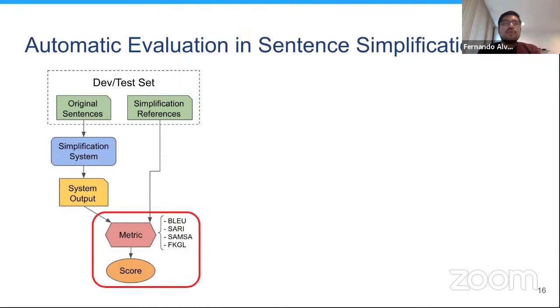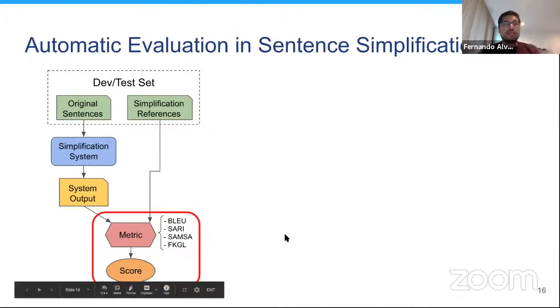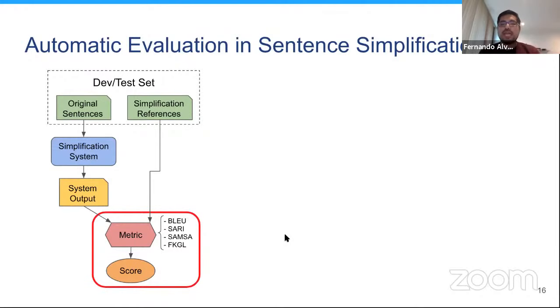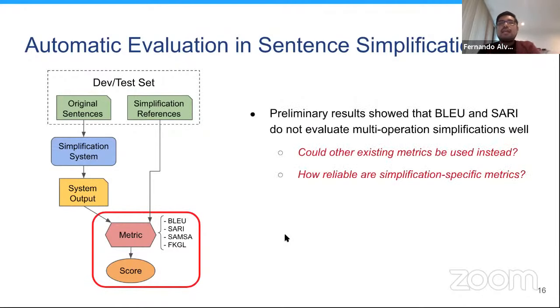That brings us to the second part. So we already tackled the evaluation data sets. Now let's talk about the metrics and how those metrics behave. In the preliminary study that I showed before, we know that both BLEU and SARI do not evaluate multi-operation simplifications well.